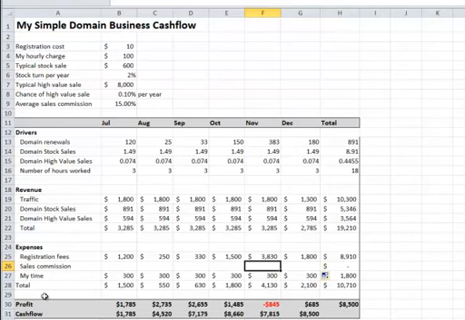This is a very simple cash flow. I hope it's really helped you understand the thinking behind it and the methodology. Anyway, it's been great having a chat with you, Tim.